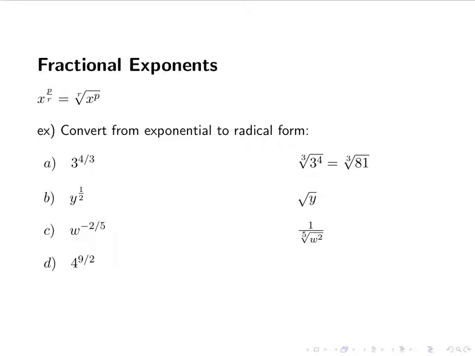And then 4 to the 9/2. That's going to be, again, the square root. There is an invisible 2 there, but again, we don't actually write it. And then the square root of 4 to the 9th. And again, if I wanted, I could simplify this. It would be the square root of 262,144. Okay.